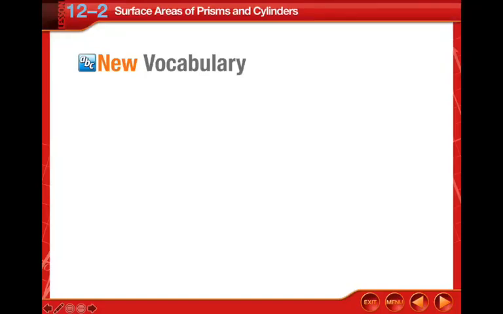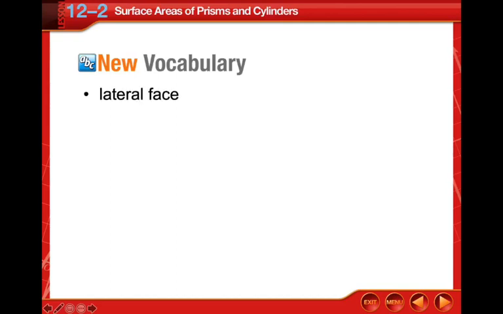All right, week 5 of distance learning. So for this one, we're going to shift away from just looking at area and perimeter and start to look at 3D figures now instead of 2D, with surface area today of prisms and cylinders.